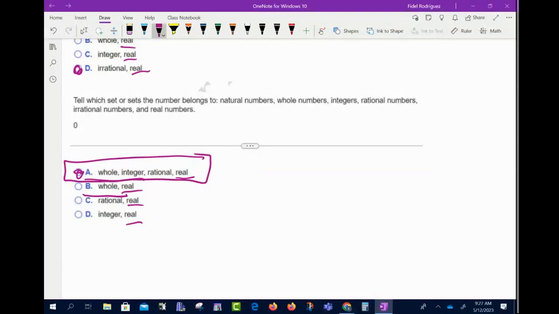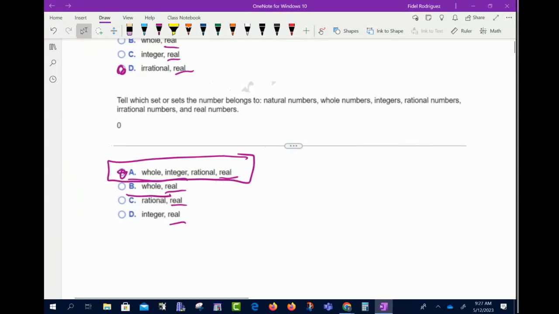Does this make sense on how we're going about this? Yeah, we're doing okay? Guys, at any point in time, if I say something and it doesn't make sense, tell me. I want to make sure that you guys are clear with this, okay?